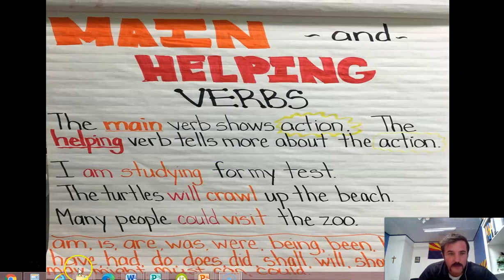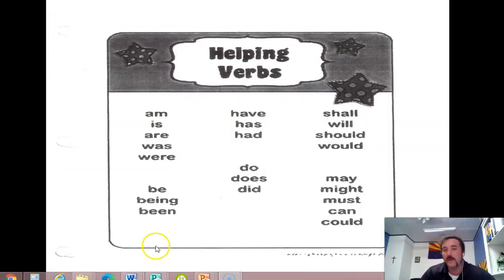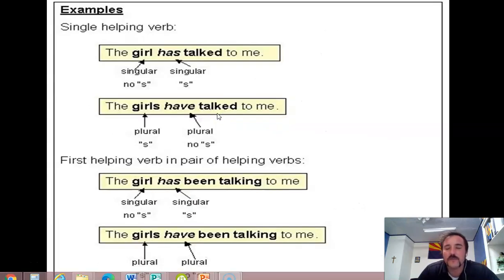Here's a whole list of helping verbs that we talked about. You can notice here how they work together. I am studying. The turtles will crawl. Many people could visit. That all works together, and you have this chart again today for all the helping verbs. We're still focusing on have and has because they're so specific in when they need to be used.